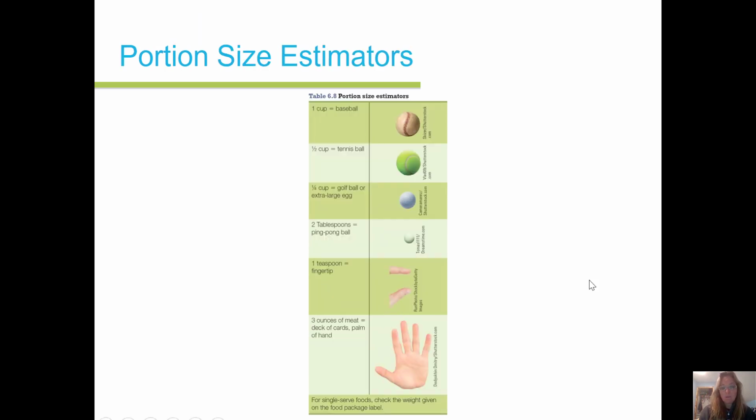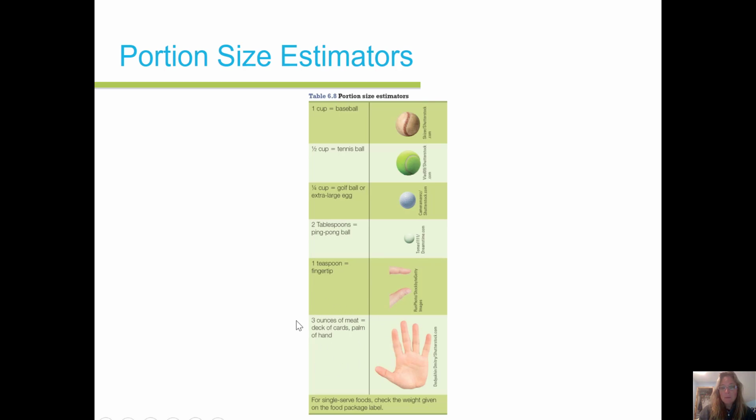And this can be very helpful for those of you that are visual learners and you want to figure out what does a cup look like. So for example, when we look at a cup, the size of a baseball, right? If you want to know what a half a cup looks like, maybe the size of a tennis ball, or a quarter cup, maybe the size of a golf ball, right? 2 tablespoons. So many condiments are measured in tablespoons and teaspoons. So ping pong ball, or the size of your fingertip.